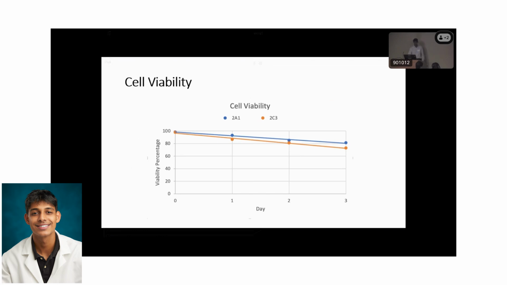And then finally, measuring the cell viability is very important as it gives valuable information about the cell's health and functionality. During cancer research, scientists hope to screen for cells that are cancerous while preserving healthy cells.